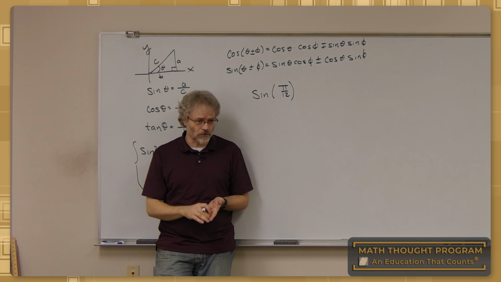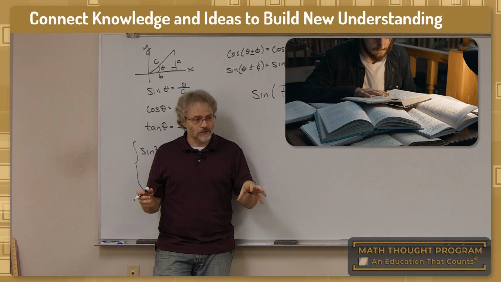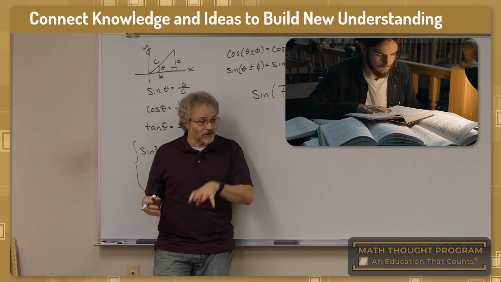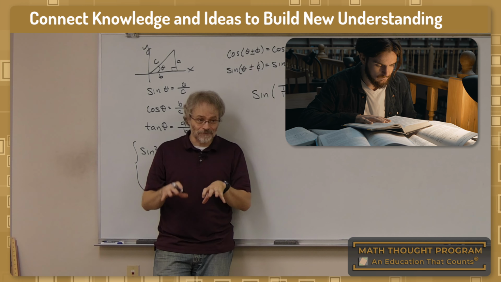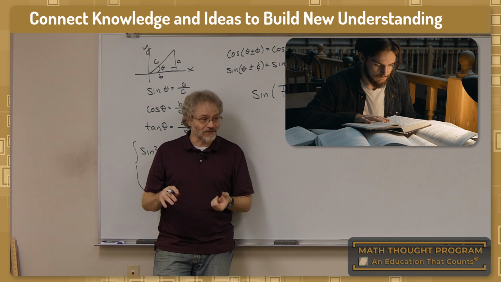Well, kind of what we do a lot of times, you link knowledge to other knowledge that you already know. So you want to take this and link it back to 30s and 60s and 45s. So you got pi over 12, and you got to think about how you can take this and break this thing apart and use one of these identities up here. So pi over 12 can be written in a lot of different ways.